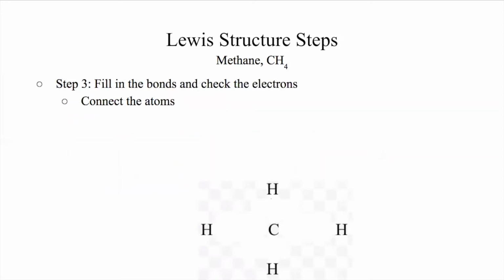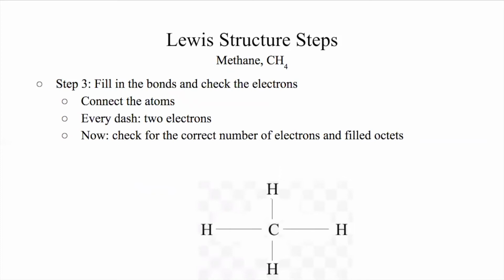The third and final step is to fill in the bonds and check the electrons. When we fill in bonds, we draw lines connecting the atoms. Each dash represents 2 electrons. In this case, filling in the bonds is easy. We simply draw lines connecting each hydrogen atom to the central carbon atom. Now, we check to make sure that we have the correct number of electrons in the molecule, and that each atom has a completely filled octet.